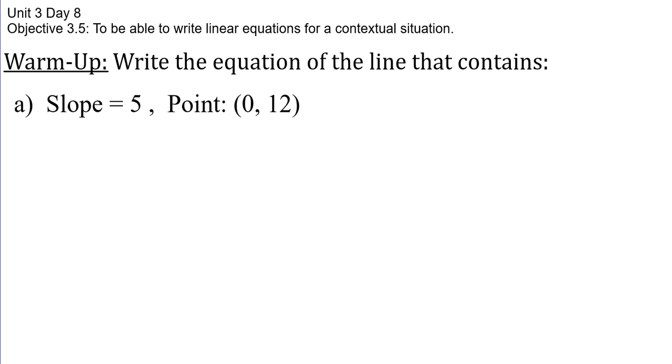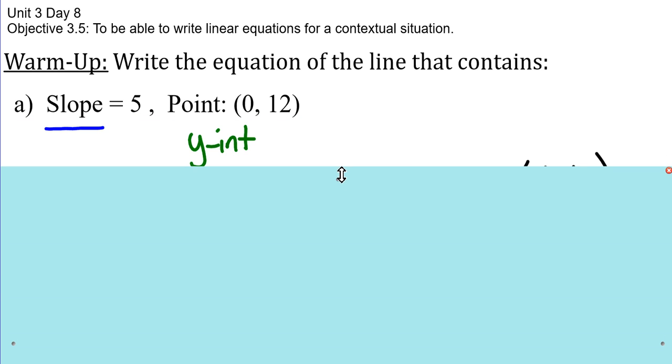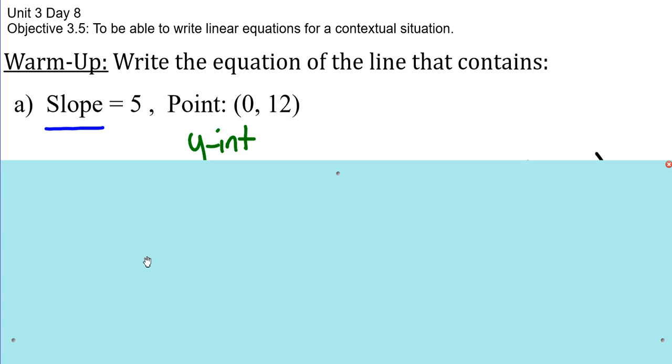So in the first problem here, it says write the equation of a line that contains a slope of 5 and a point of 0, 12. Well, we know the slope, that's m, and the point is 0, 12. Hopefully you recognize the point 0, 12 is a y-intercept. This would be perfect for writing an equation in slope-intercept format. y equals mx plus b. So here we would have y equals 5x plus 12.